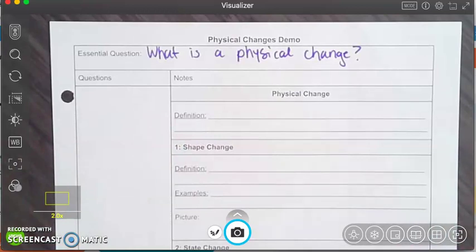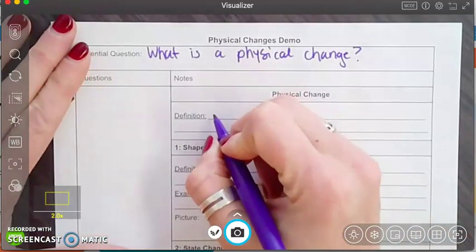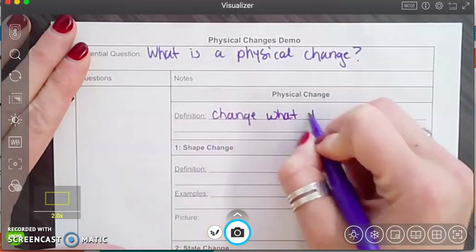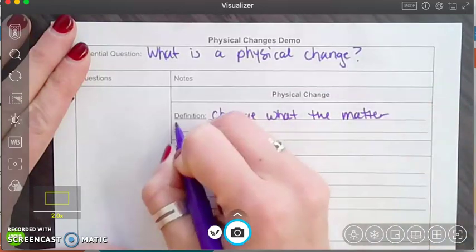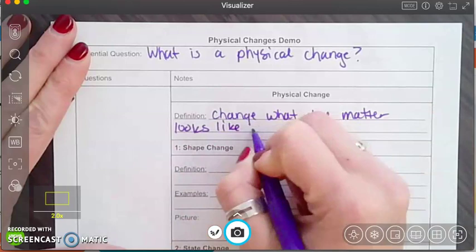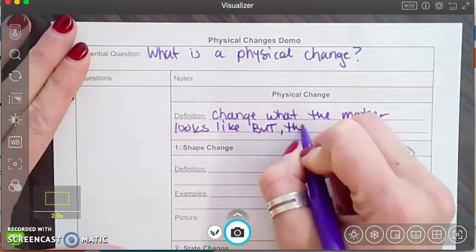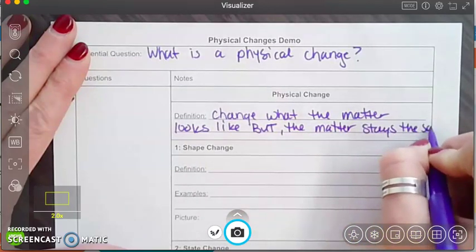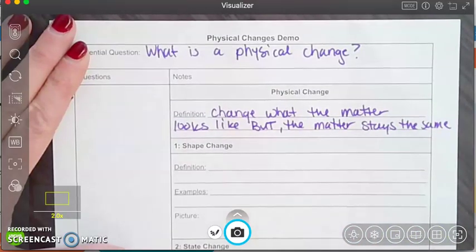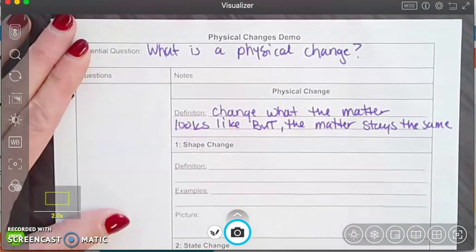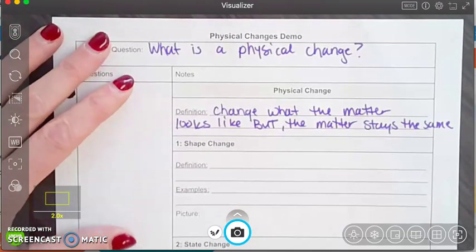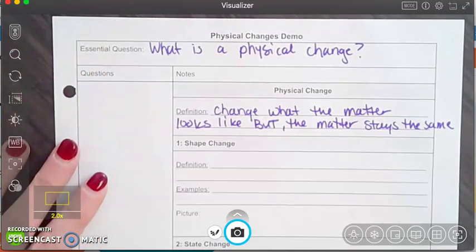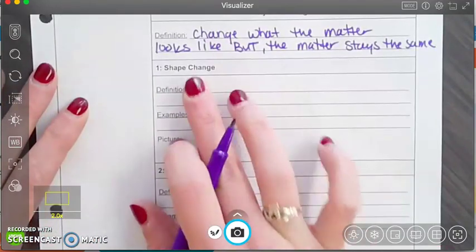When I change something on a physical level, I am going to change what the matter looks like, but the matter itself stays the same. So I'm going to show you some demos today for our 3 different types of physical changes. And for each of them, my matter is going to look different, but it will be the same matter at its core. So the very first type of physical change is a shape change.